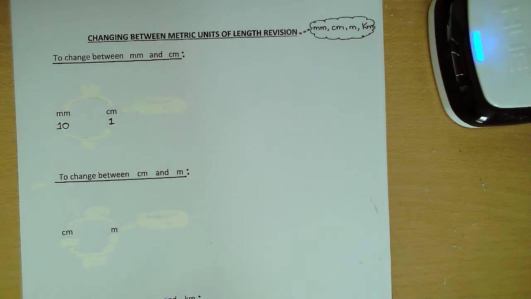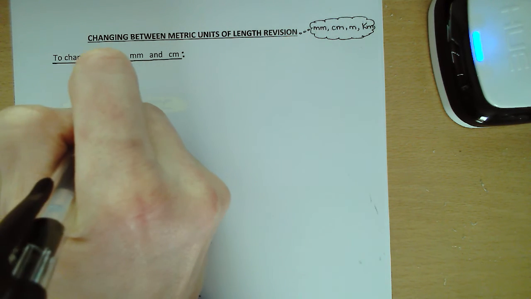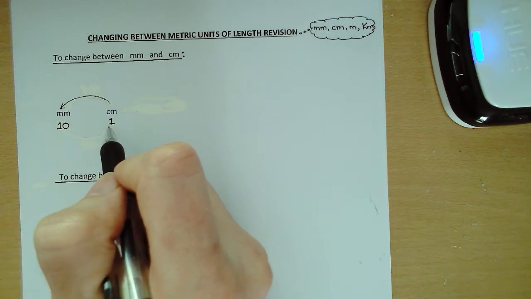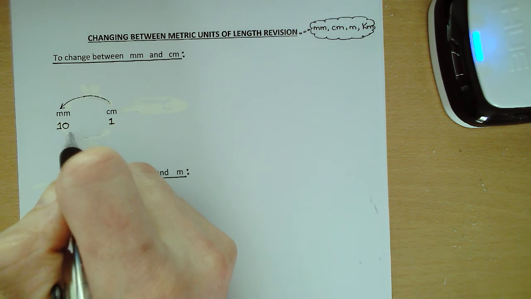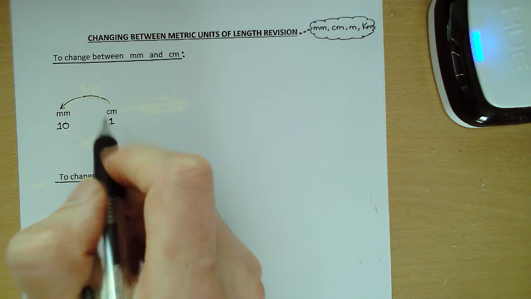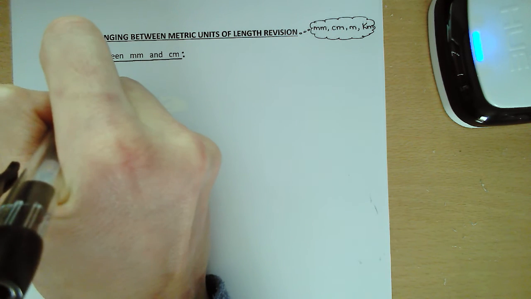Now, let's say we wanted to change from centimeters into millimeters. So we're moving in this direction. What you ask yourself is, how do we get from 1 to 10? So to get from 1 to 10, we have to multiply 1 by 10. So to change from centimeters into millimeters, we have to multiply by 10.